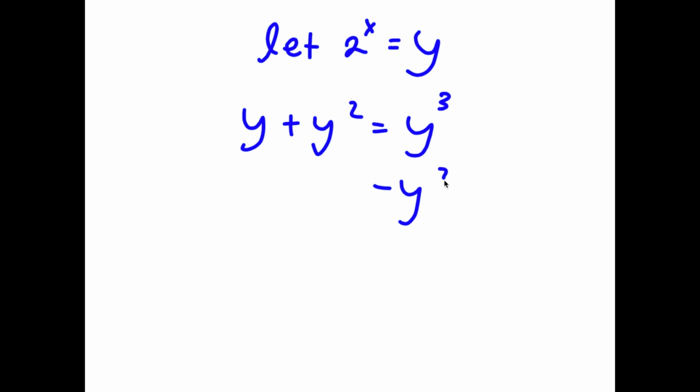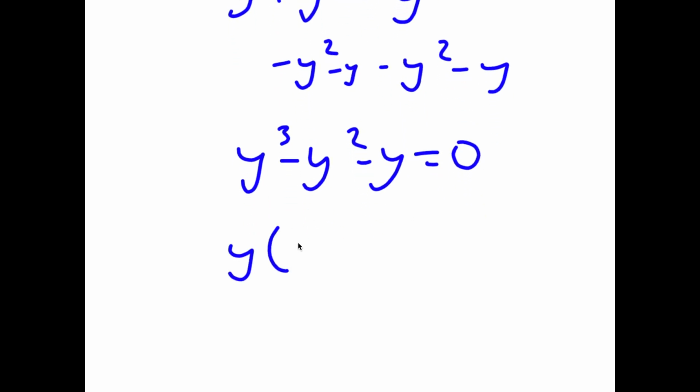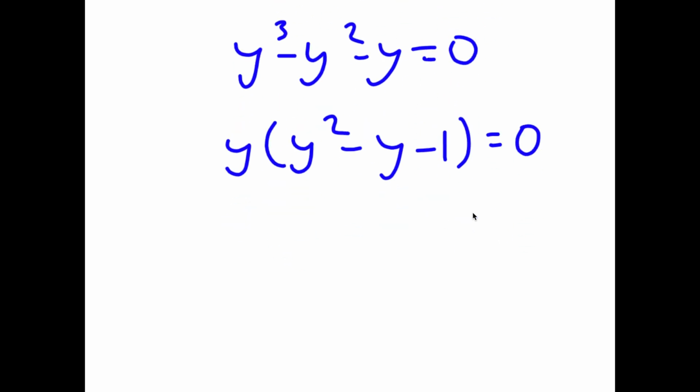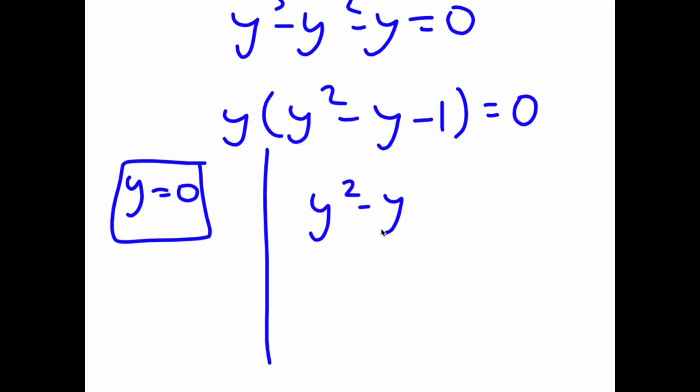Now if I subtract y to the power of 3 on both sides, instead I'm going to subtract y squared and negative y on both sides. So now I have y to the power of 3 minus y squared minus y is equal to 0. And now if I factor out y, I get y times y squared minus y minus 1 is equal to 0. So this gives me two equations. I have y is equal to 0, which is a solution of y already, and I have y squared minus y minus 1 is equal to 0.